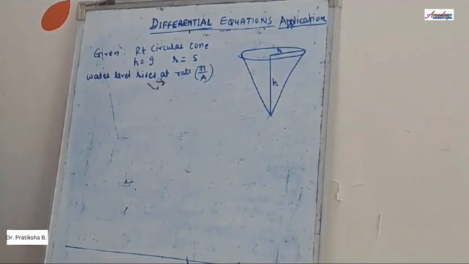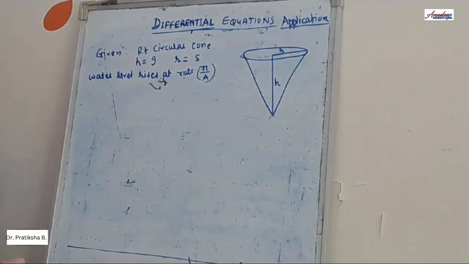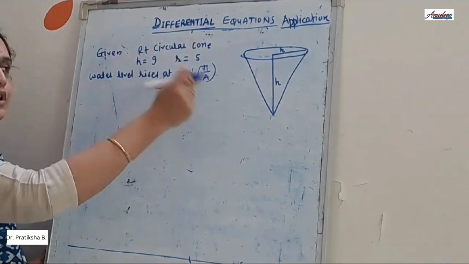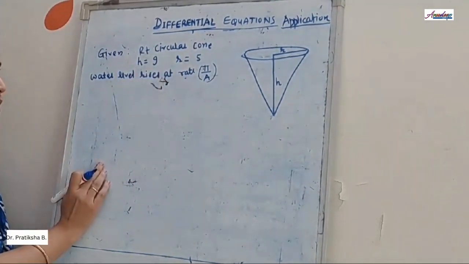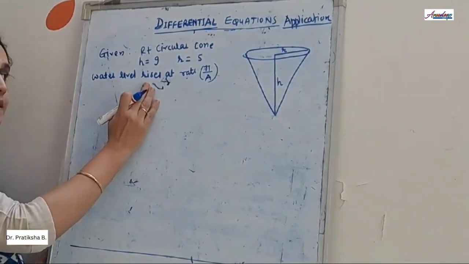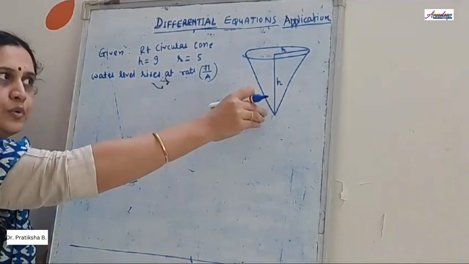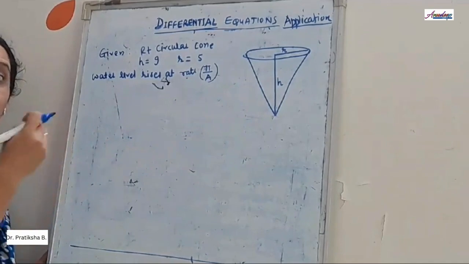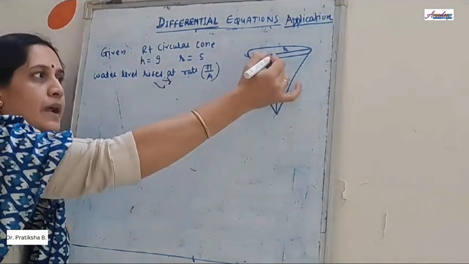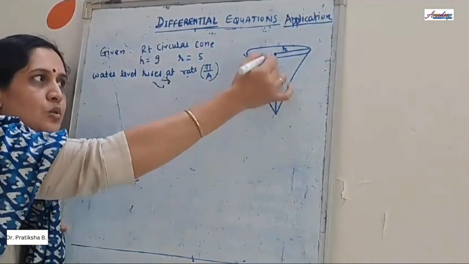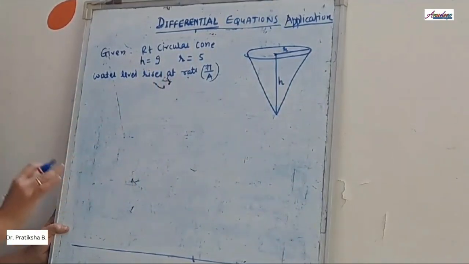As you can see, this problem is based on the application of differential equation. And what is given in the problem? You have been given a right circular cone, right? So this is a right circular cone, and its height and radius are given to you. And you have been given that the water level is rising at the rate of pi by A. So as you can see, water is getting poured in this right circular cone, and we have to identify at what time this cone will be completely filled, right? So when we reach the maximum height, from 0 to 9, at that time the cone will be completely filled. Water will be completely filled in the vessel, right?